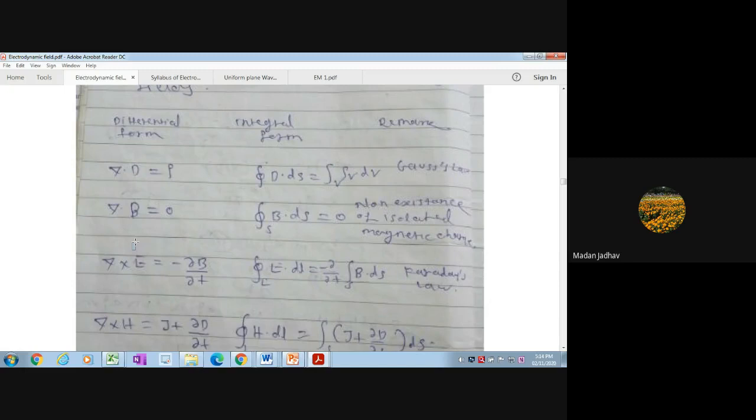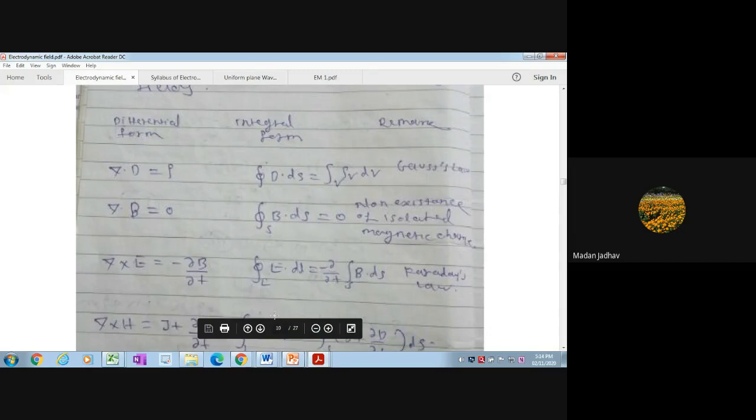This means that when you know the time varying electric field intensity, from that you can also find out the magnetic flux density, or the magnetic field intensity, because B is equal to mu into H. Therefore you can also write that the curl of E is equal to minus mu into dH by dt. In this way you can also write it.